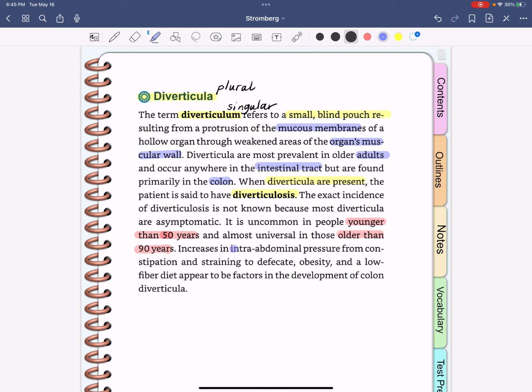Okay, here's a medical term. Intra-abdominal pressure. That phrase is important, I think. Constipation, that's one of the conditions we've already looked at. Then we have straining, obesity, we have a low fiber diet. Those are all things that I suspect are relevant here. So again, I'm just looking at bare bones.